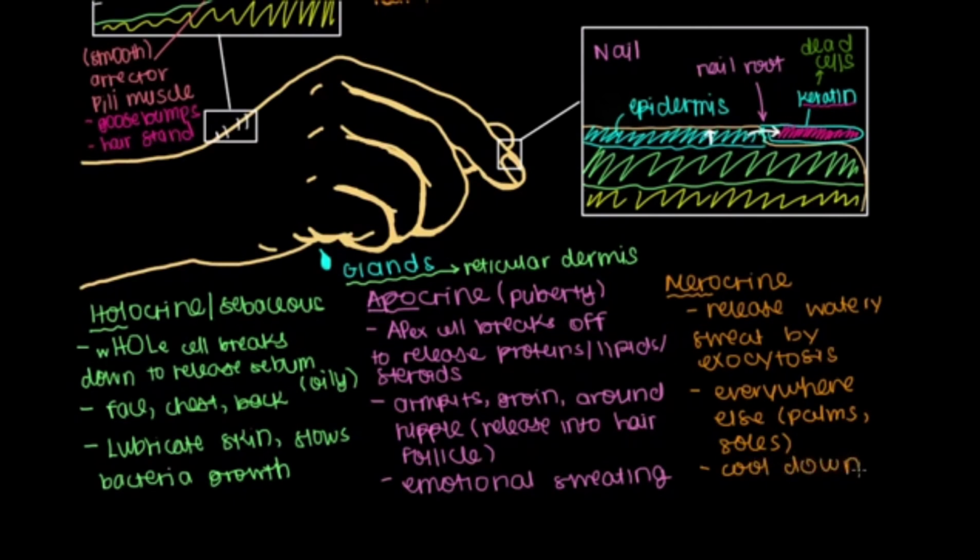The most important gland, which helps us cool down with our sweat through evaporation, is your merocrine. It helps eliminate waste products as well, so the extra nitrogenous waste products, electrolytes, or water that we don't need are released through your merocrine.